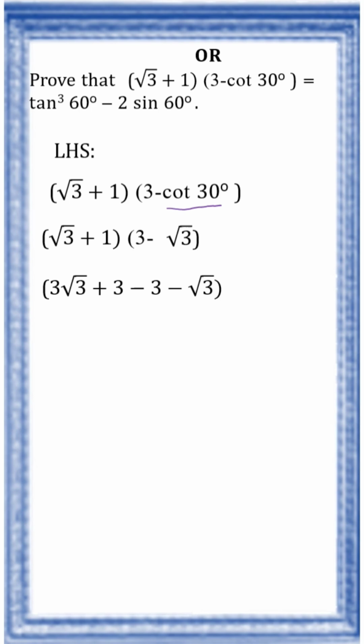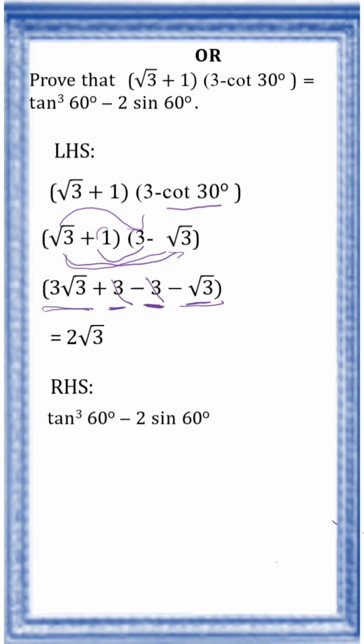Now multiply root 3 into 3, that is 3 root 3. Root 3 into minus root 3, that is minus 3. 1 into 3, that is 3. 1 into minus root 3, that is negative of root 3. Here positive 3, negative 3 get cancelled. 3 root 3 minus root 3 is equal to 2 root 3.